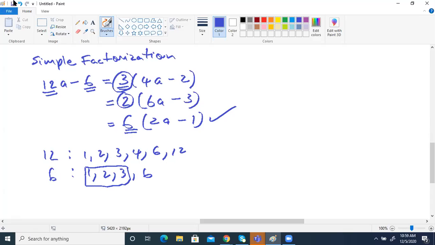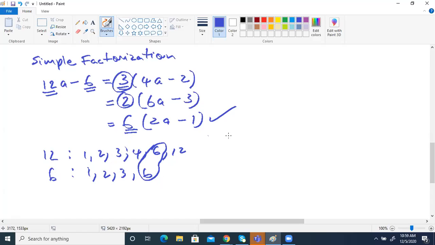So let me take off the highlight, right? Now, when you look at this, you see that you have a lot of common factors, but the highest common factor is 6. Now, you may say, but sir, this comes at the end.